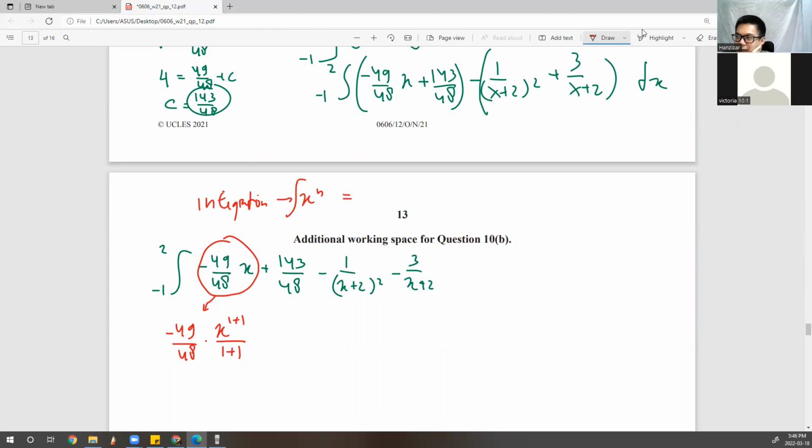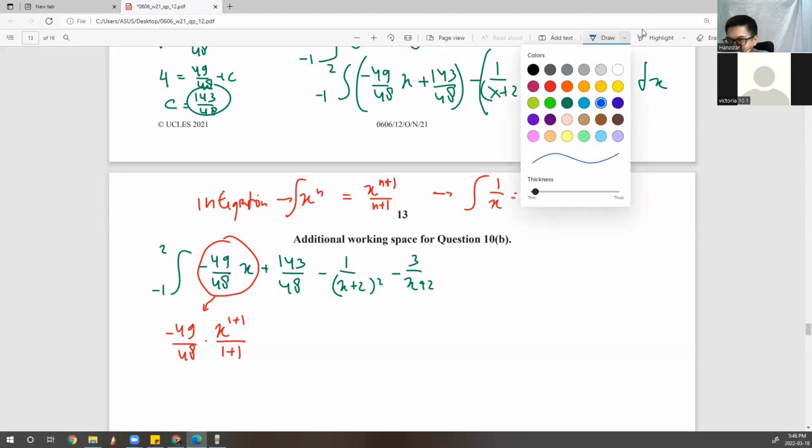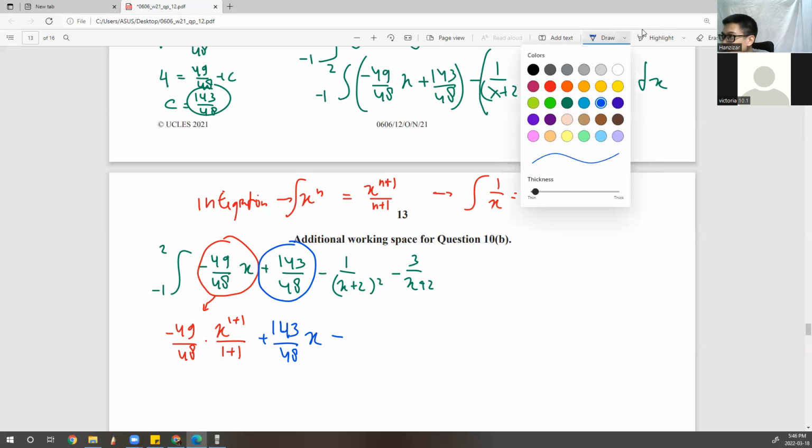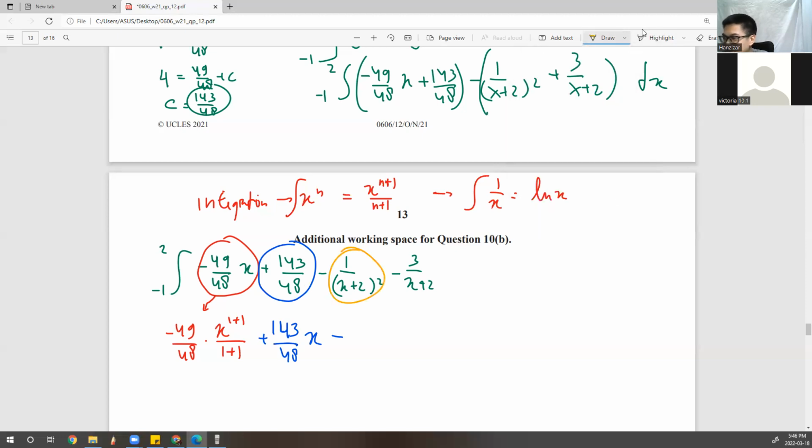It becomes x power n plus 1 over n plus 1, right? And the integration of 1 over x equals ln x, right? Now, be with me again. So I do the circle here. If it is a constant, just put x, right? And then minus. If this is 1 over square, you need to do it in a separate place first.